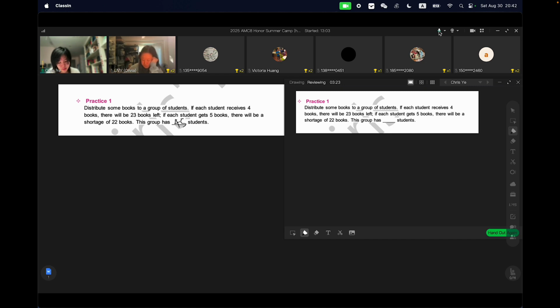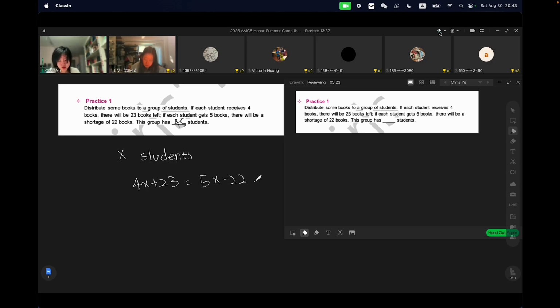It says that we distribute some books to a group of students, and if each student received 4 books, there would be 23 books left. So if we assume that there are x students in total, then this would mean that there are 4x plus 23 books. And it says that if each student gets 5 books, there would be a shortage of 22 books. So that means that there are also 5x minus 22 books.